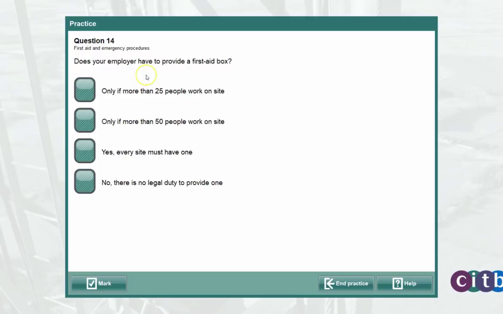Does your employer have to provide a first aid box? Only if more than 25 people work on site. Only if more than 50 people work on site. Yes, every site must have one. No, there is no legal duty to provide one.